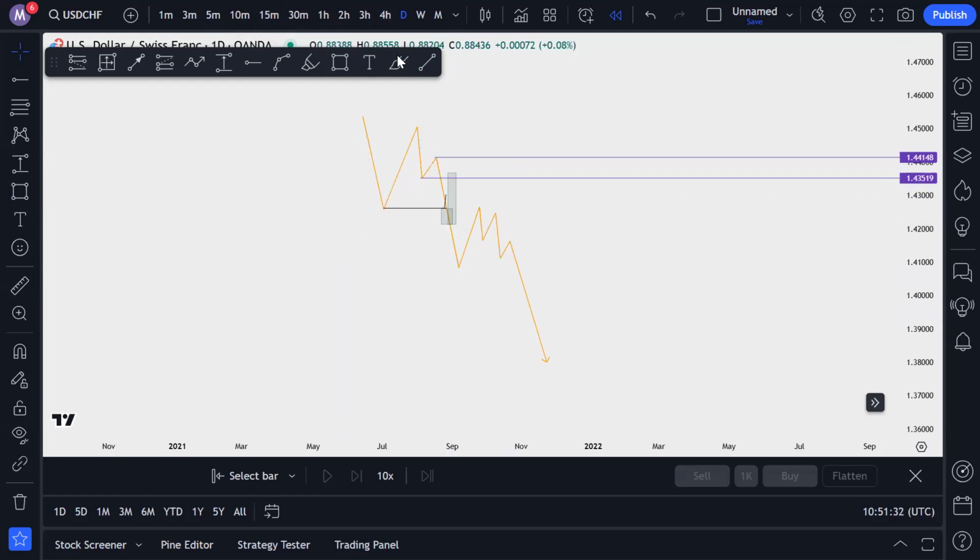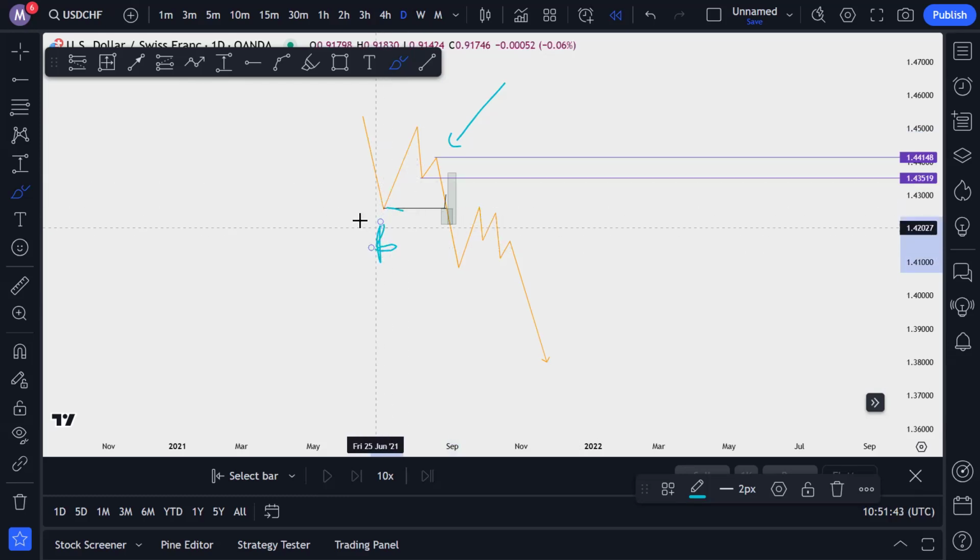The momentum of sellers that broke this low to form a break of market structure came from this area. So remember, we had buyers coming in here. Sellers came in, and buyers tried to push it back, but unfortunately, the momentum of sellers came from this high and pushed price lower.